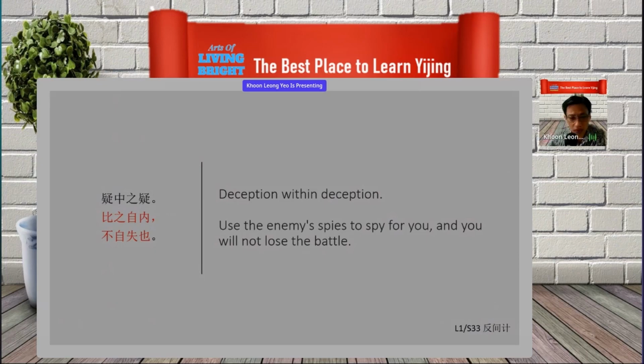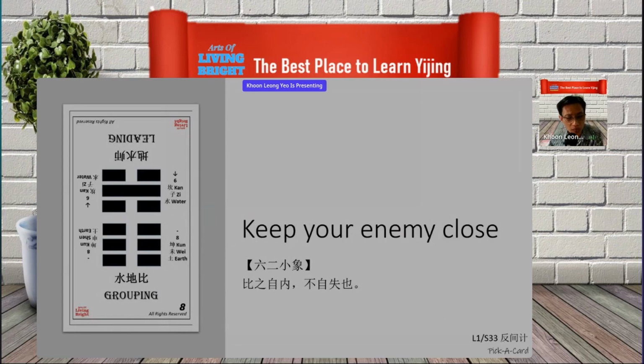Okay, so it says deception within deception. Now deception is already very messy. Now we say deception within deception is even more messy. Use the enemy spy to spy for you, and you will not lose the battle. Wow, this one, cheap. So it comes from 水地比 小象, 比之内不知私也, which means keep the enemy close. So if the enemy sends a spy on you, you keep the spy close to you. Basically, this is what it means, and leverage on that spy to help you achieve your own objective.